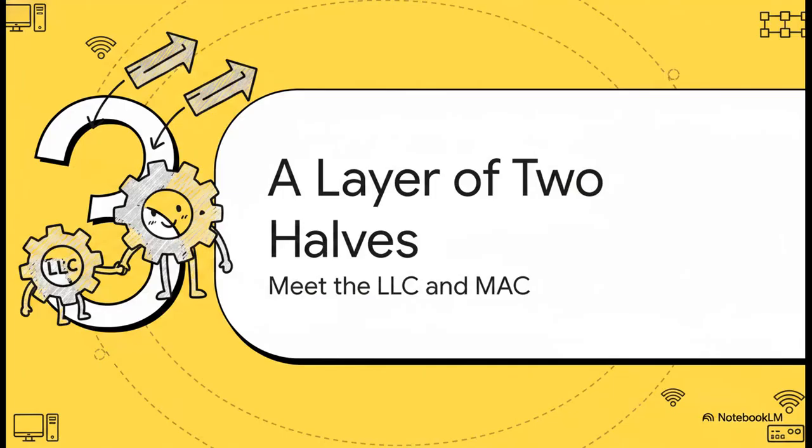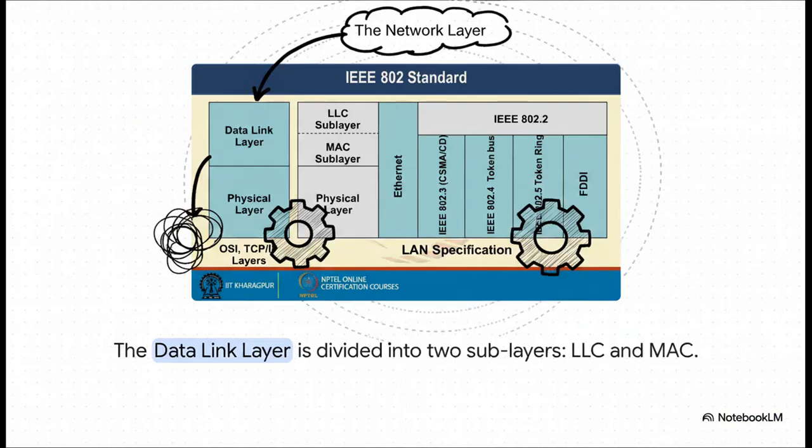But here's where it gets really interesting. This job of local delivery is so important, it's actually split between 2 different specialists. The data link layer isn't just one thing, it's a 2-person team working in perfect sync. So let's meet them. As you can see, the data link layer is made up of 2 sublayers. On top, we have the logical link control, or LLC. You can think of this one as the brains of the operation, the supervisor who talks to the layer above.